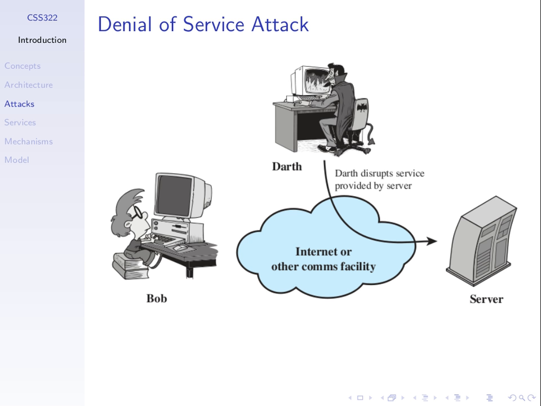Okay, so we have, in general, 6 types of attacks. First 2, release of message contents and traffic analysis, are passive attacks. And the last 4, masquerade, modification, replay, and denial of service, are all active attacks. And that's the 6 general types of attacks in a security system.